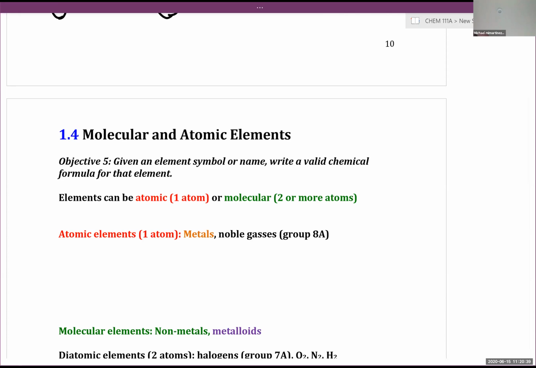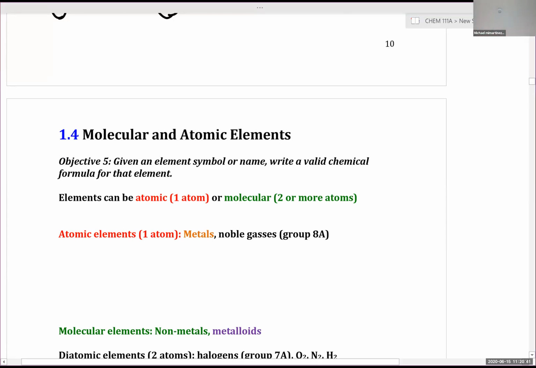So let's talk next about atomic and molecular elements. Your goal in this next section is to be able to write a valid chemical formula for an element, given its symbol or name. Don't worry about it, you'll get credit. It's for participation. If there are small formatting errors, you'll still get points for the problem solving.